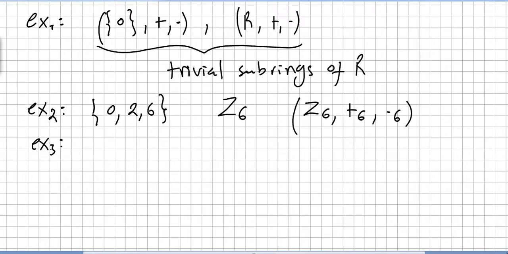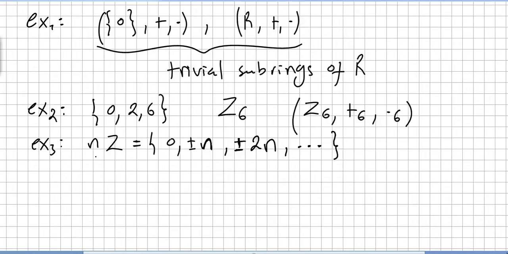Another example is if you take nZ. That will be 0, plus or minus n, plus or minus 2n, and so on. This nZ is a subring of the ring of the integers.